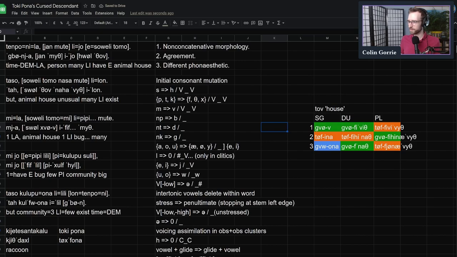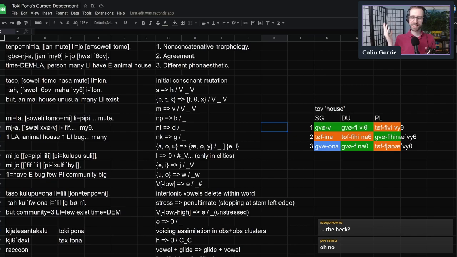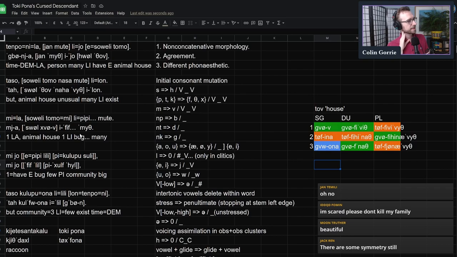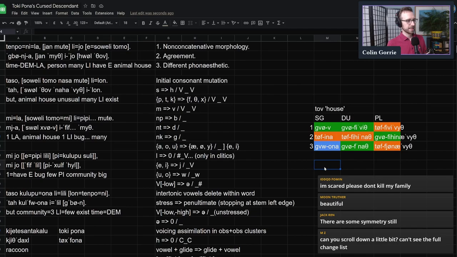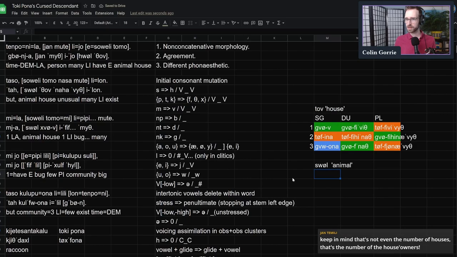Yeah. I don't think we're going to have time to do verbs today. I think what we should do is do one more noun that has a different structure. Let's see if we can find it. Maybe we could do soeli, which turns into swil. Oh, sorry there. Yeah, let's take this, move this over here, and then we can bring all of the sound changes on screen at once.